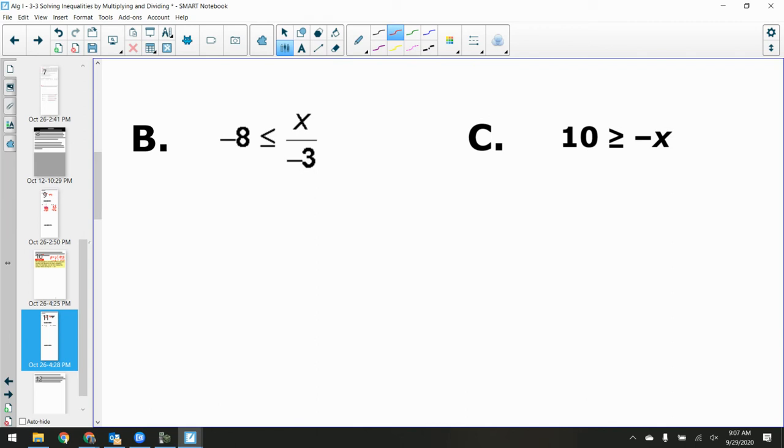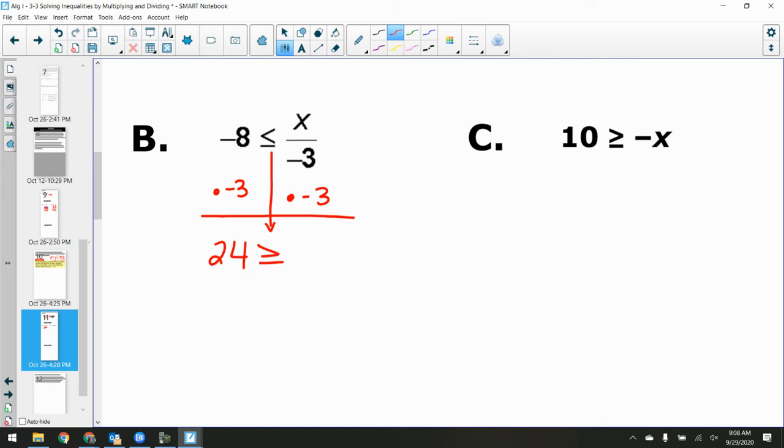Take a look at these ones here. What solves this first one? What do we do? Good. Now I'm multiplying by a negative. Multiply by negative 3. Negative 8 times negative 3 is a positive 24. The symbol has to flip. It was a less than or equal to, and now it turns into a greater than or equal to.